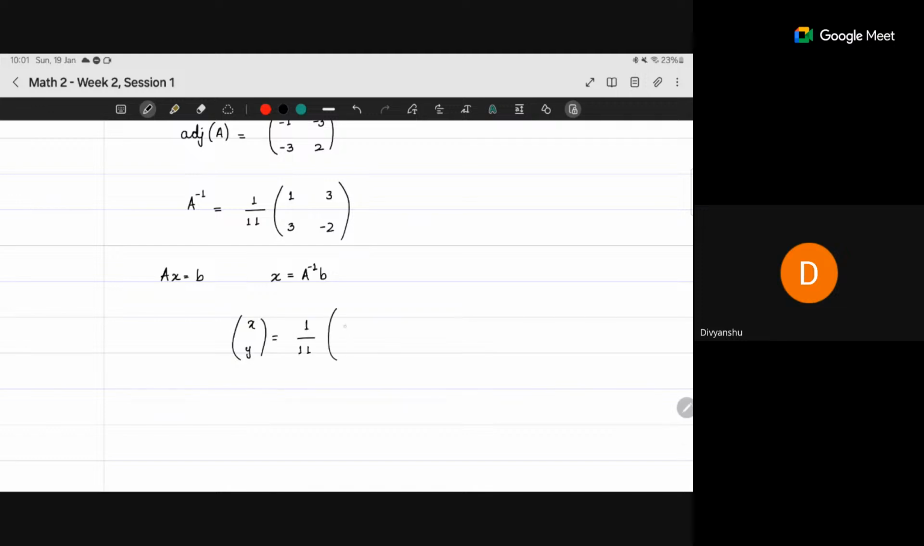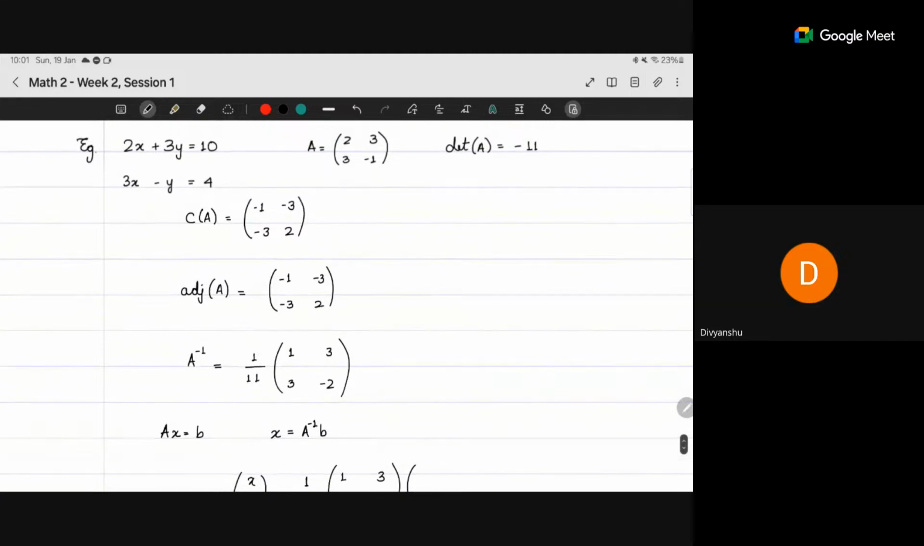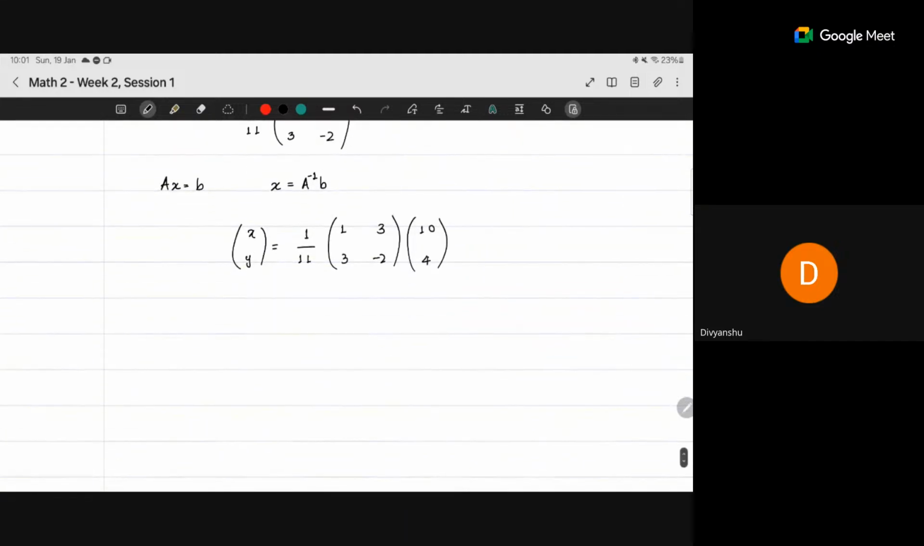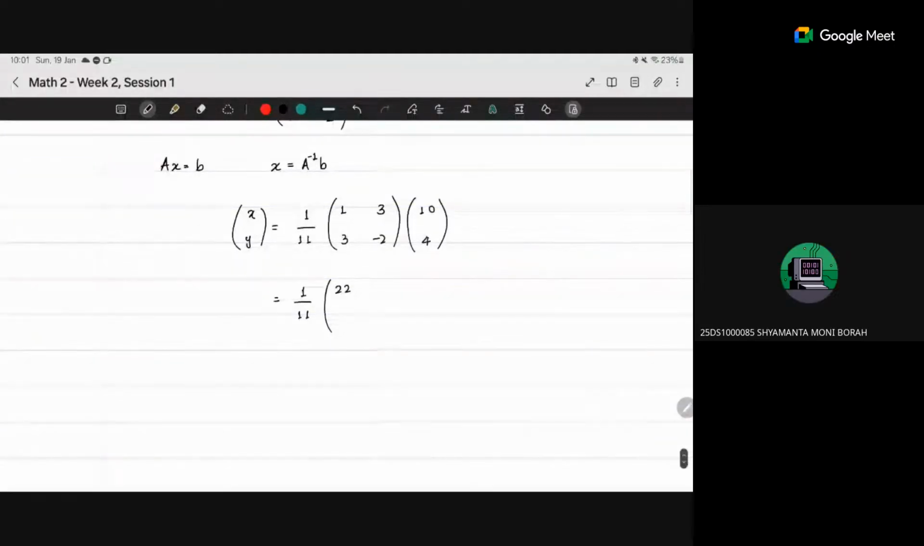1 by 11 of (1, 3; 3, −2), multiplied by B, which was (10, 4). There's a 1 by 11 outside. But what about the rest? You have a 10 plus 12, which is 22. And then you have a 30 minus 8, which is also 22. You get x = 2 and y = 2. So this is the unique solution.